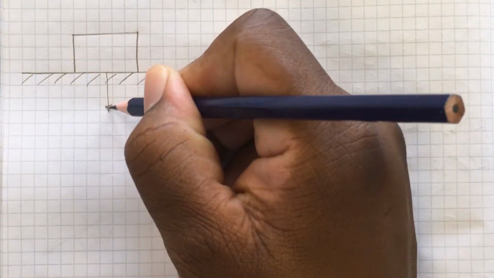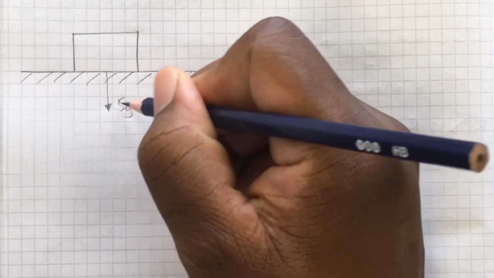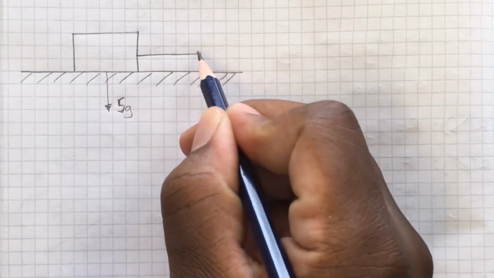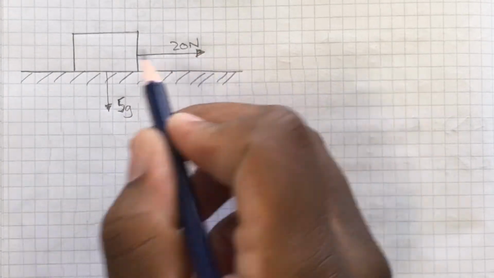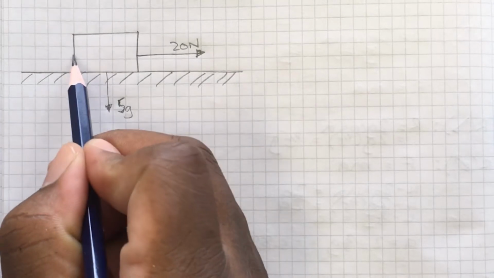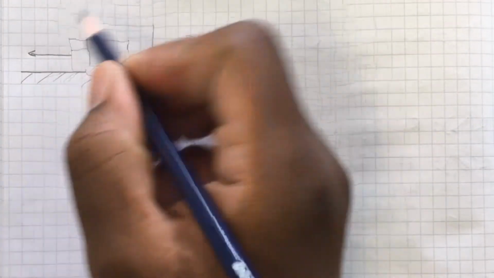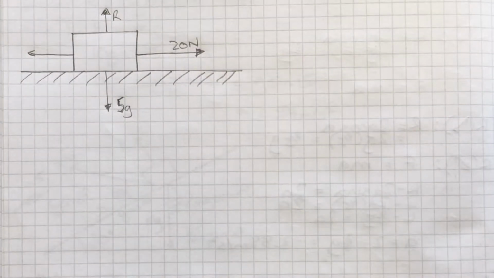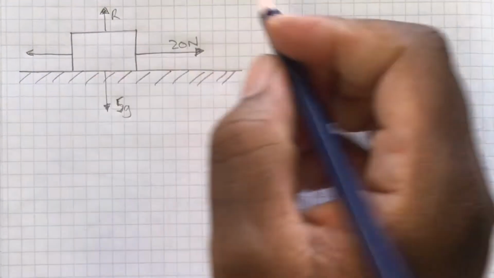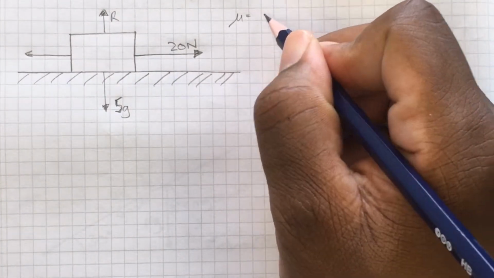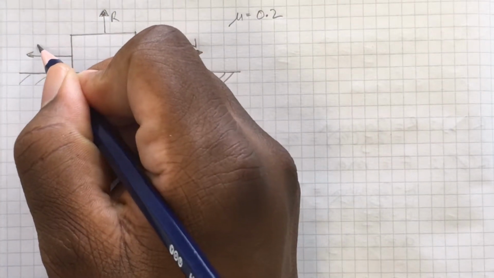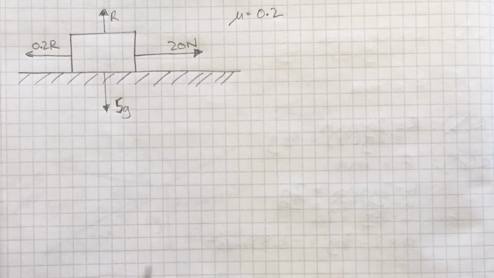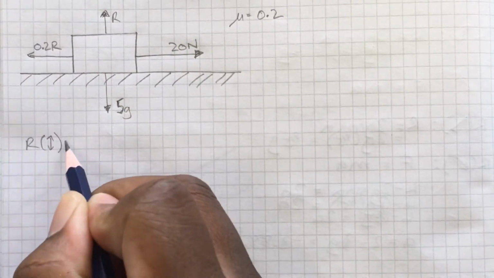Let's try this out with some actual values. So if we had a 5 kilogram weight being pulled with a force of 20 newtons on a rough surface where the coefficient of friction is 0.2, what would be the acceleration? So I've got my 5g and my reaction force, got my 20 newton driving force, and here the friction should be 0.2R.